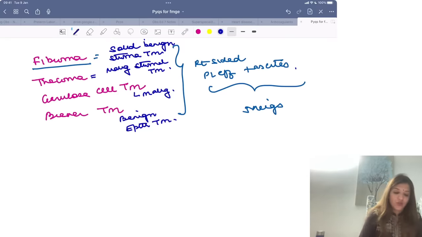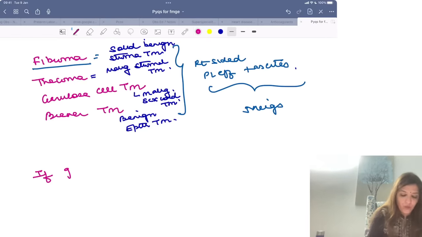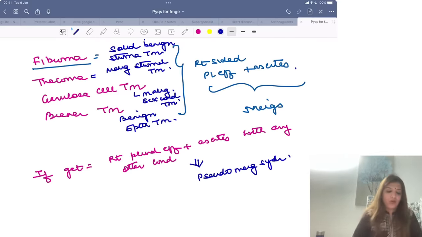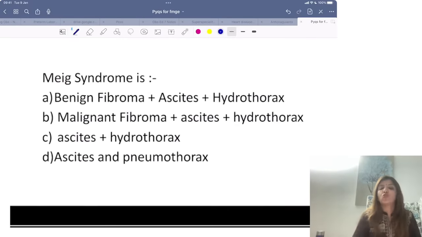Clear? Okay. So, this granulosa cell tumor is a malignant sex cord tumor. Now, if you get right-sided pleural effusion plus ascites with any other condition, then that is what is called pseudo-Meigs syndrome. Pseudo-Meigs syndrome, right? Now look over here. Meigs syndrome, I told you it has to be a fibroma or a Brenner's tumor or a granulosa cell tumor or a thecoma along with ascites and hydrothorax.